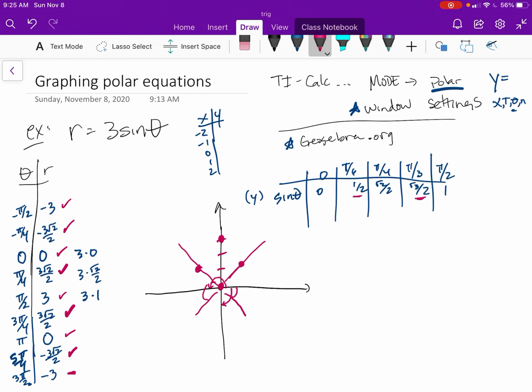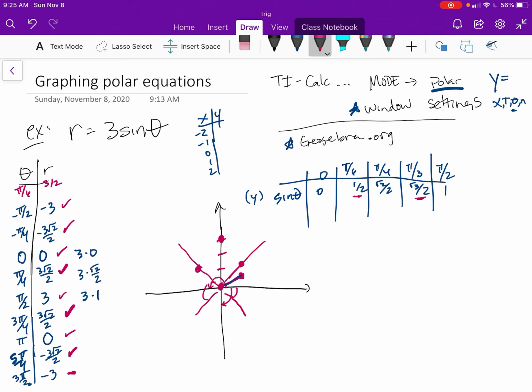So pi over 6 is this angle here, and I get 1/2, but multiplied by 3. So if theta is pi over 6, I'd get 3/2, so 1.5. And again, we could only eyeball a radius anyways, right? Diagonally, I know that that length is 1.5 that I just drew right here. Okay.